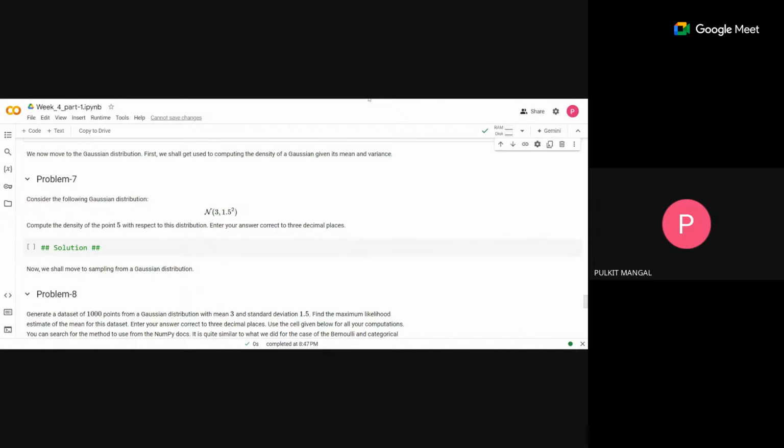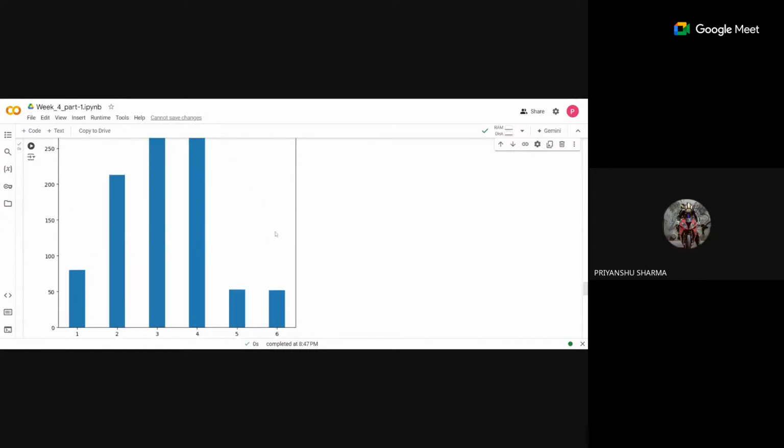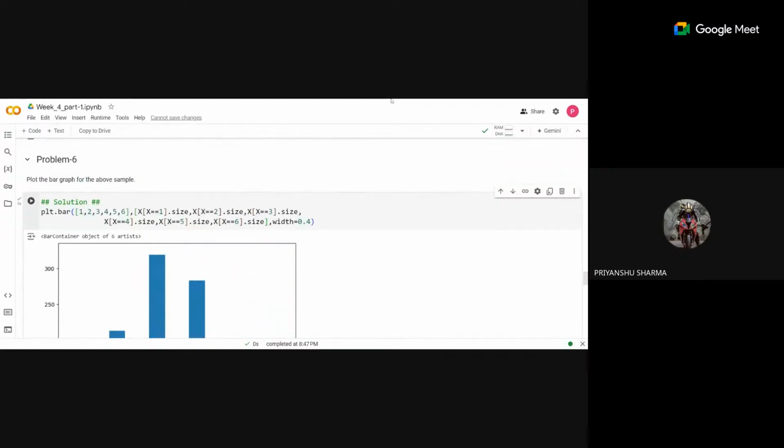Okay. Now the problem 7. Consider the following Gaussian. Give me 1 minute to allow us to actually complete this. How many questions will we have? 10. I hope till now anybody does not have any problem in the coding part. This question is clear to everyone? Should we move on now to the next question?